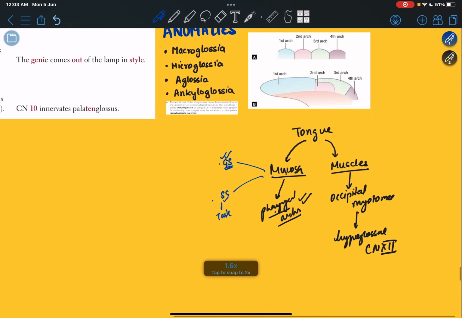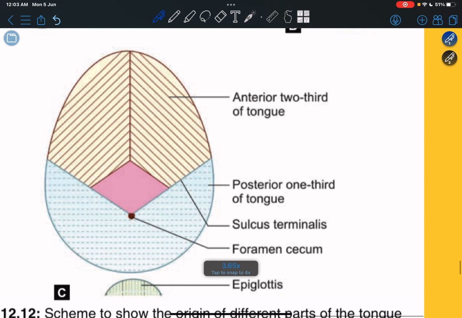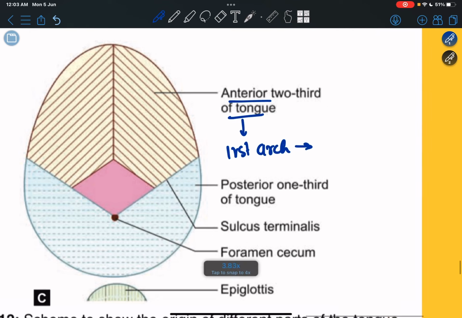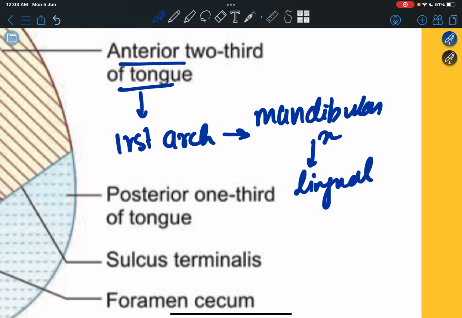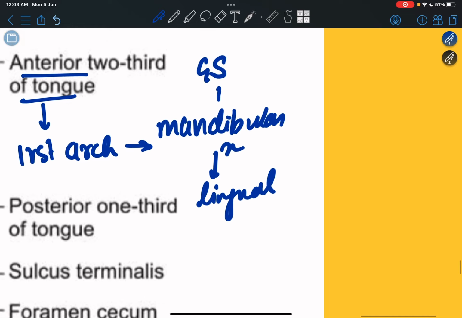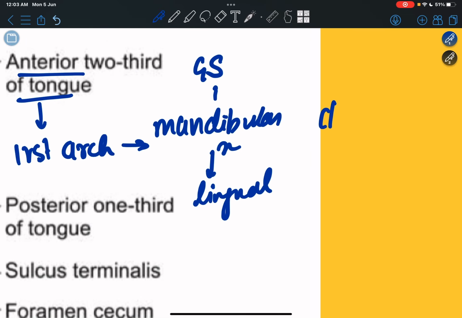Coming back here, as I said, the nerve supply of the mucosa of the tongue is the same as the nerve supply of the pharyngeal arches. The anterior 2/3 comes from the first arch. So what is the nerve supply of the first arch? It is the mandibular nerve, right? More specifically, the lingual branch of the mandibular nerve supplies the anterior 2/3 of the tongue, and it carries the general sensations like pain, touch, temperature, etc. What about the special or taste sensation of the first arch? That is carried by the chorda tympani.